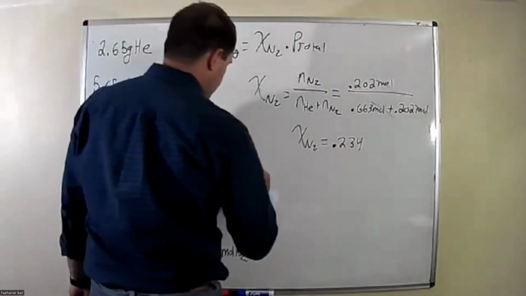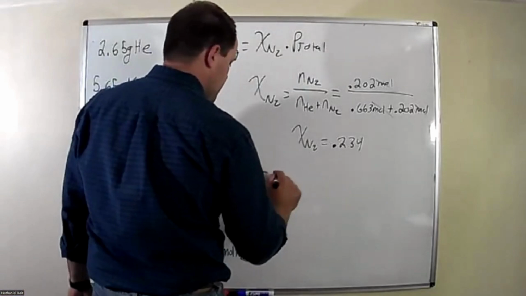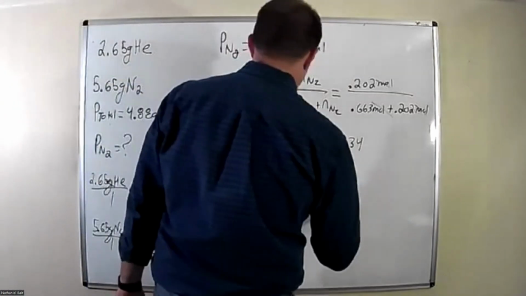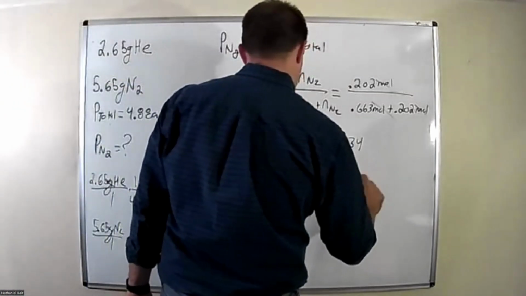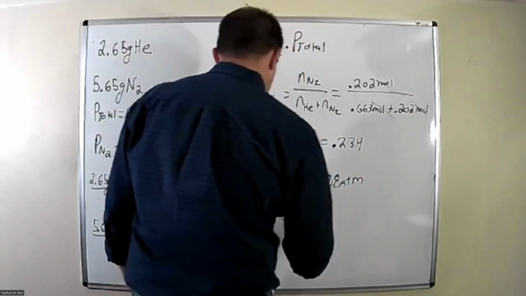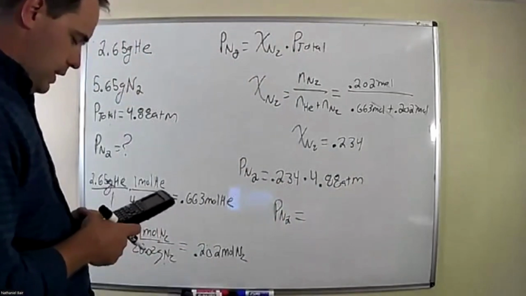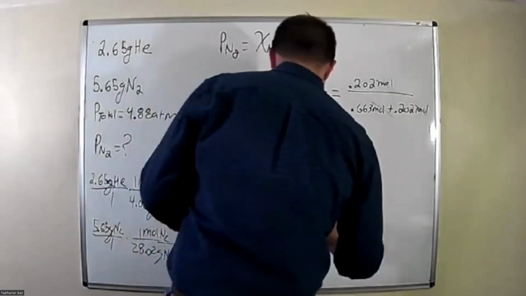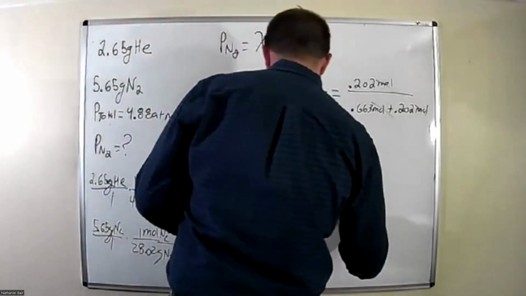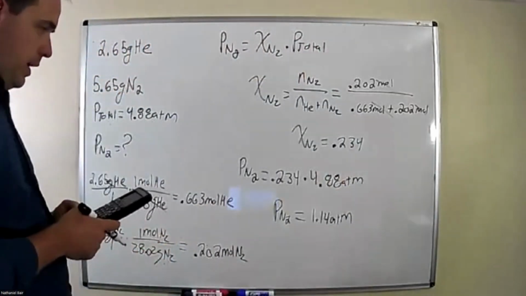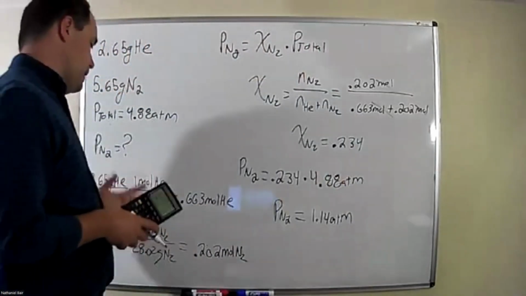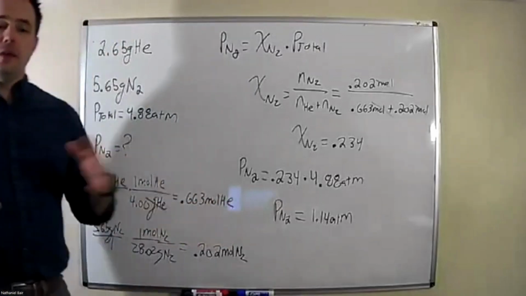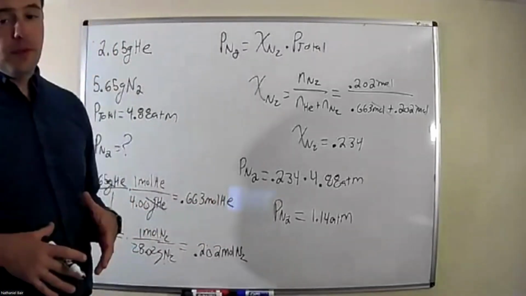And now we can get the partial pressure of the nitrogen. Take that mole fraction, 0.234, multiply it by the total pressure, 4.88. And the pressure from the nitrogen gas molecules in that system is 1.14 atmospheres, which means the helium is accounting for 4.88 minus 1.14. The helium would be accounting for the remaining 3.74 atmospheres of pressure inside that system, of course, adding up to the total pressure of 4.88 atmospheres.